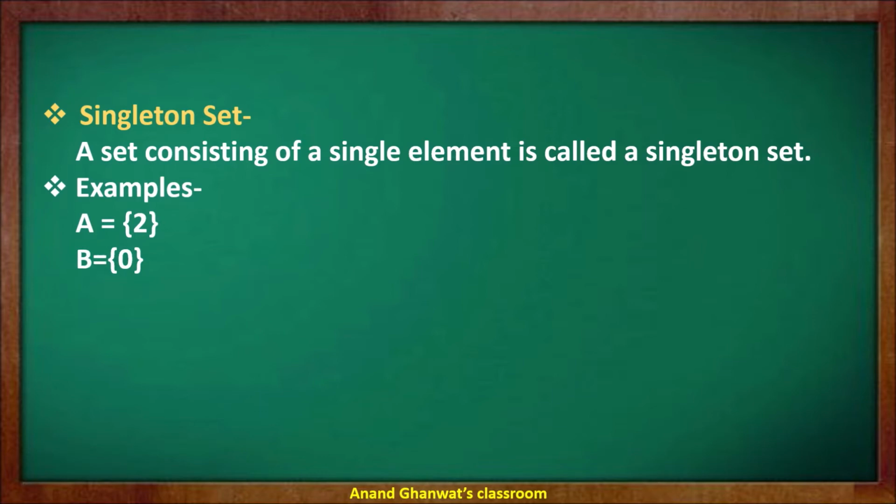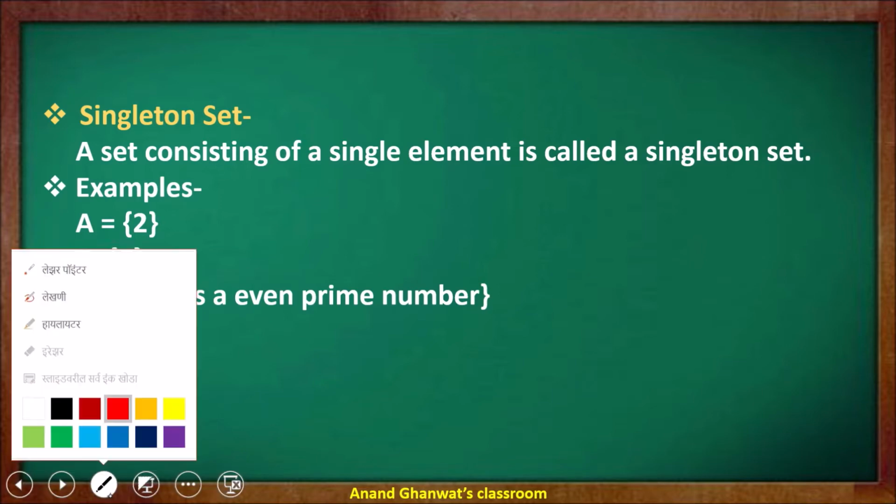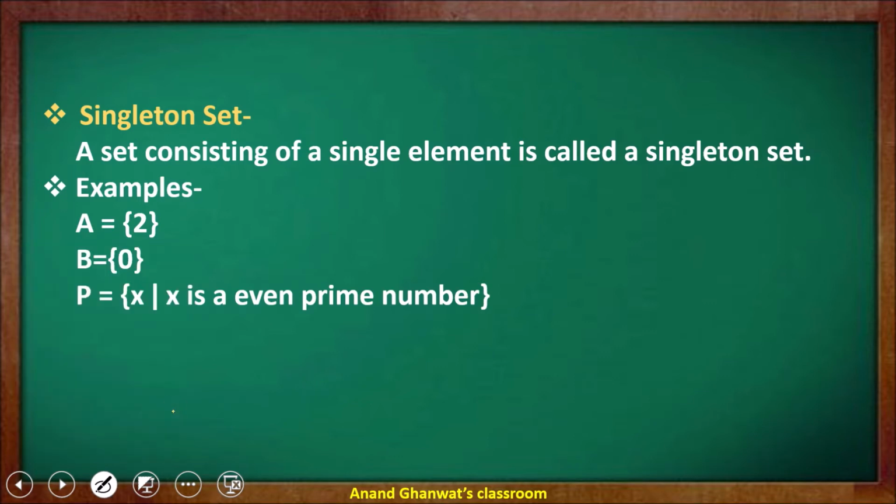Now set B is equal to, in the curly bracket, 0. Here also the number of elements in set B is only 1, that is the number 0. Next, set P is the set of all x such that x is an even prime number. Now we know that x is a prime number here, and which is an even prime number.